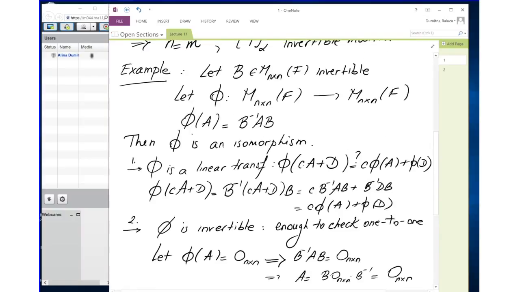So the idea of this example is, you know, what you need to do in order to show that something is an isomorphism, right? You need to check two things: a linear transformation and invertible.